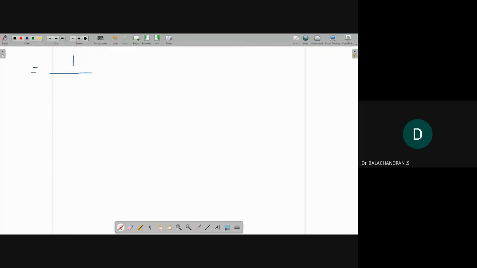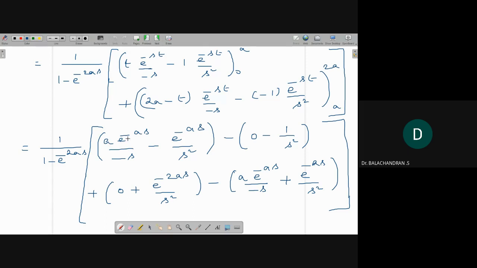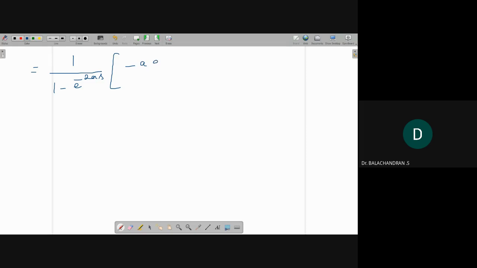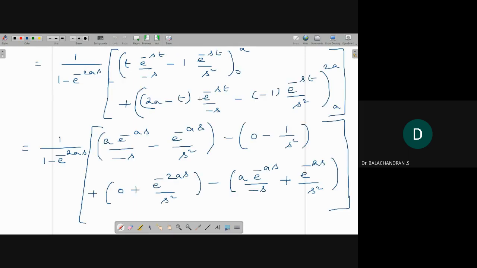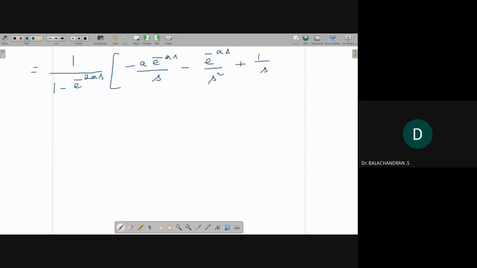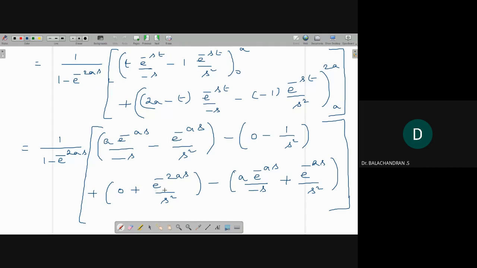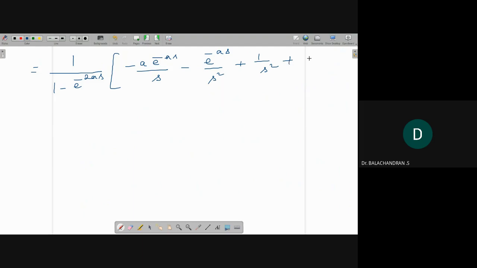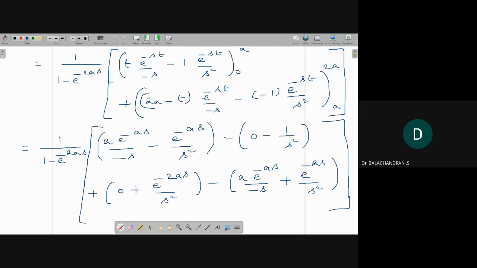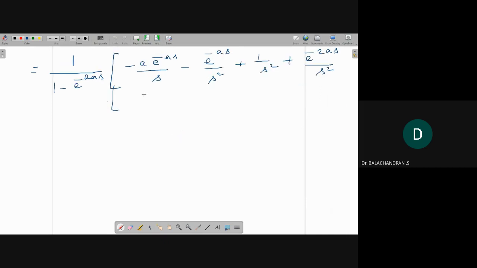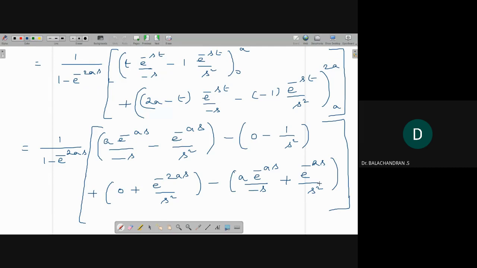So that is equal to 1 by 1 minus e power minus 2as times minus a into e power minus as by s, and then minus e power minus as by s square, and then plus 1 by s square, and then plus e power minus 2as by s square. Can you please tell the remaining two terms? Plus a by s into e power minus as. The last term, minus e power minus as by s square.